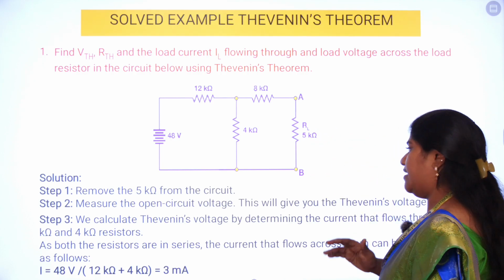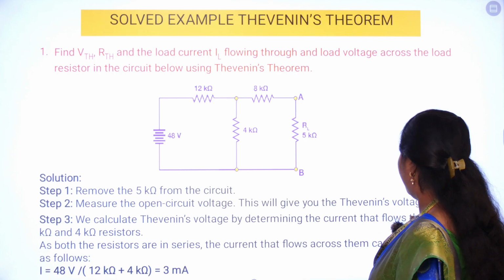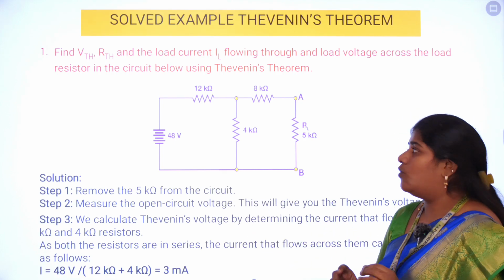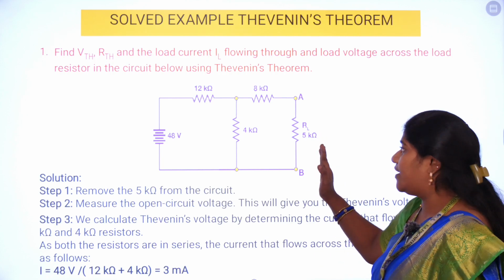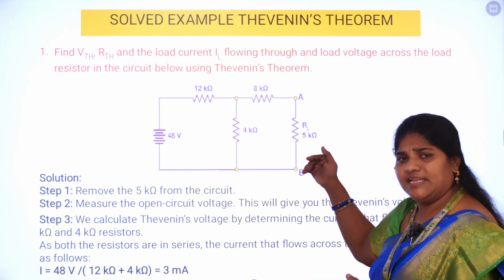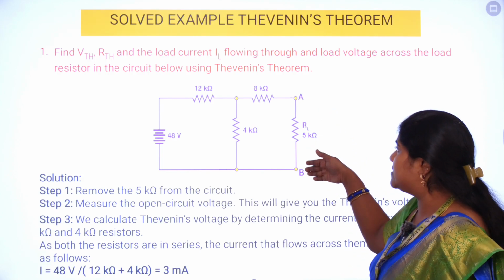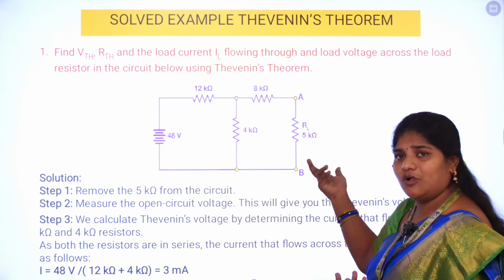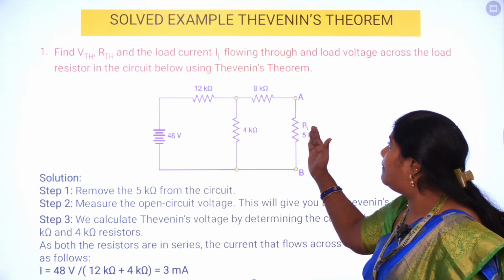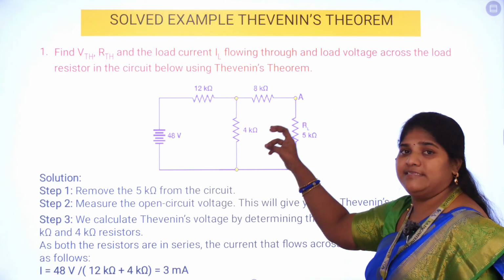Now after removing RL, I have to calculate Thevenin's voltage by determining the current that flows through the 12 kilo ohm and 4 kilo ohm resistor. So one must understand, once this 5 kilo ohm resistor is removed, this becomes open circuited, but still I want to find out what is the value of voltage across this region, right? So since this is not possible because of open circuiting, I am actually in search of a parallel branch where the same voltage can exist.